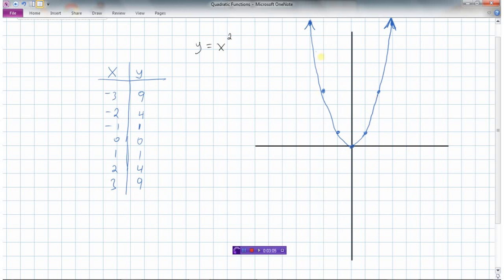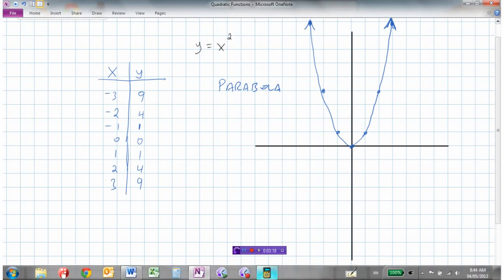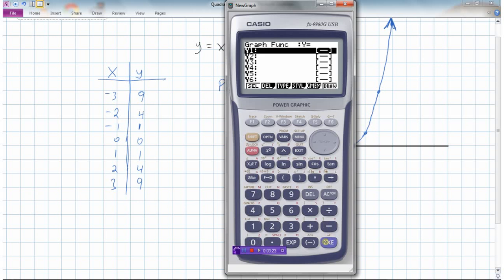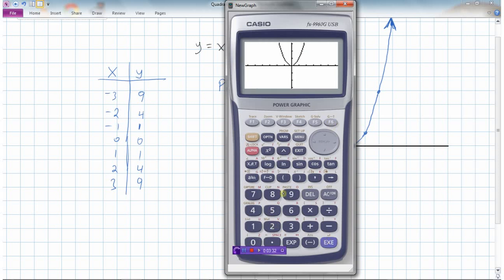And we call this shape of the quadratic function a parabola. Okay, we call it a parabola. Now we also have access to graphing software. And so we could also enter the graph y equals x to the power of 2 into the graphing calculator and have it draw it for us. And again, we get the quadratic equation.